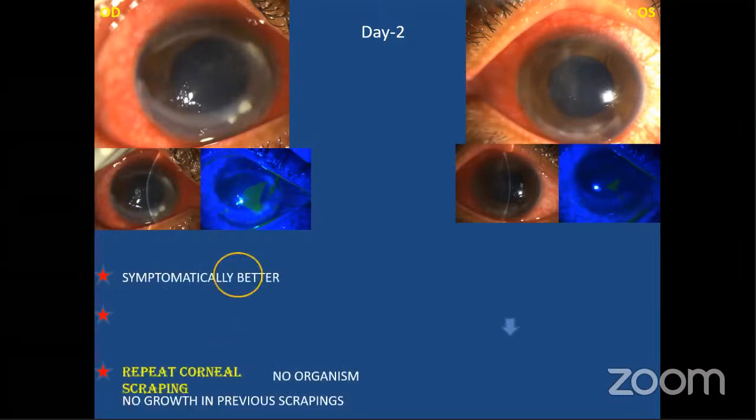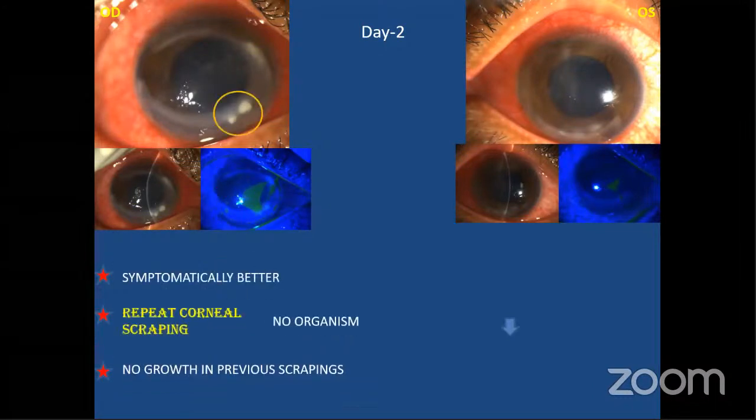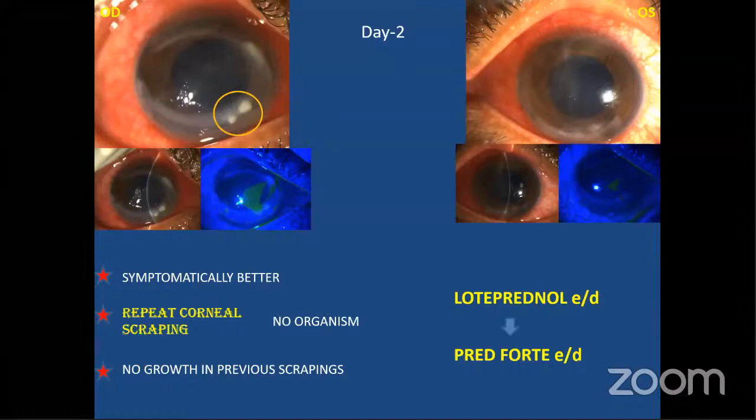Next, please. He was symptomatically better. In the left eye, the infiltrate had gone down and the ED was reduced. The right eye was also better in terms of ED, but there was a consolidated infiltrate. So we re-scraped the patient as we couldn't rule out infection. But again, we got no organism, no growth, as in the previous scrapings.